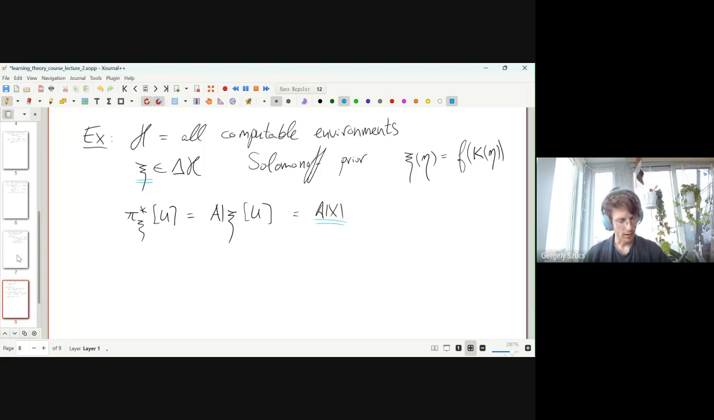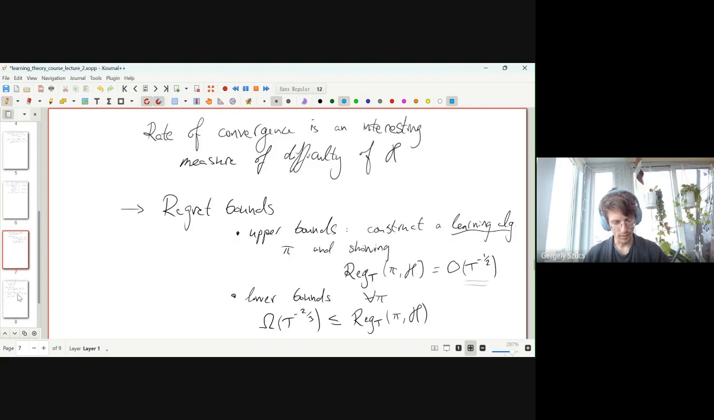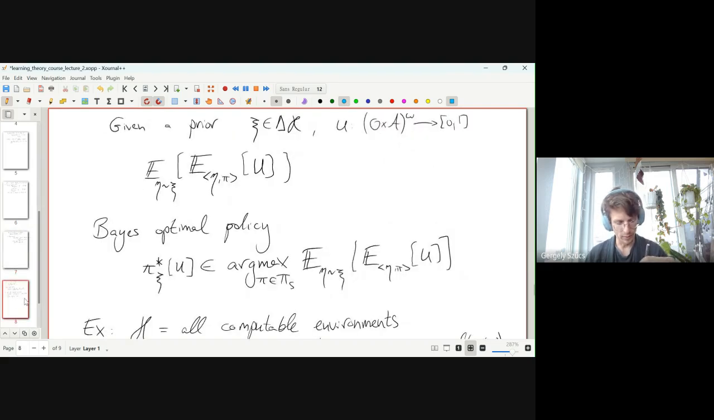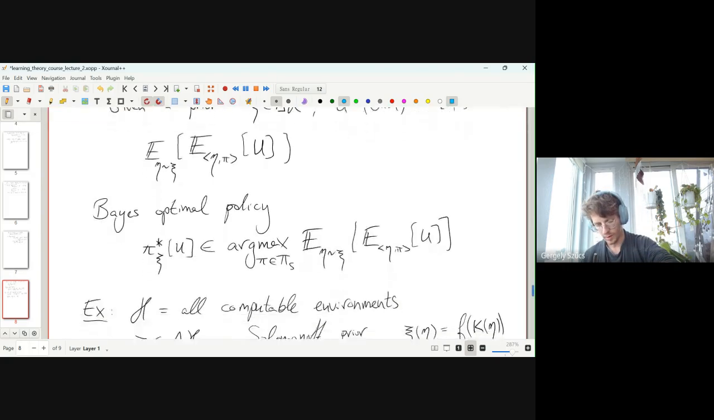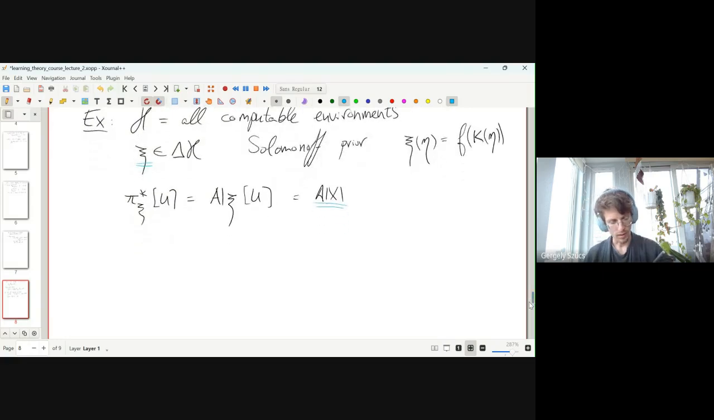And then, yeah, so we define the Bayesian version of the expected utility, and we can also define a Bayesian regret, which would be analogous.